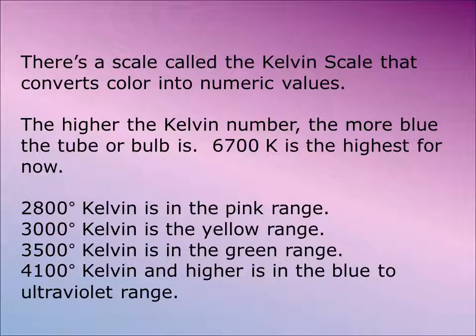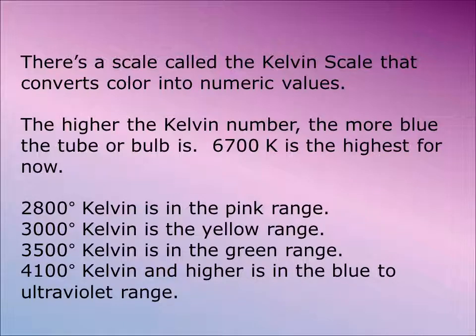There's also a scale called the Kelvin Scale that converts color into numeric values. So in other words, for the color green, I'm going to look for the number 35. And I'm going to teach you those numeric values right now. The higher the Kelvin number is, the more blue and ultraviolet are contained in its emissions. Right now, the highest, the fastest and bluest emissions you can find are in a 6700 K. K stands for Kelvin, and that's the highest for now, but I heard that they're coming out with a 7100, so be aware.